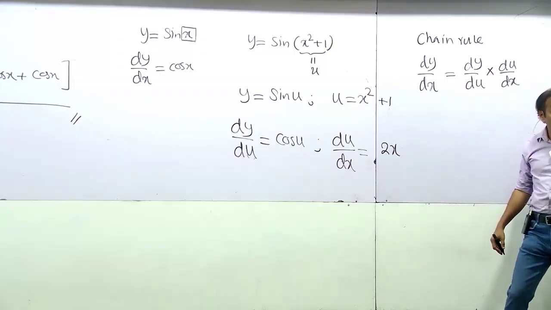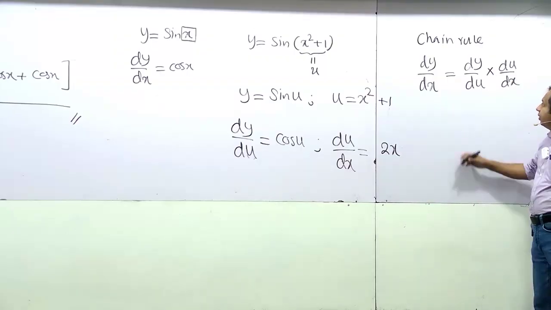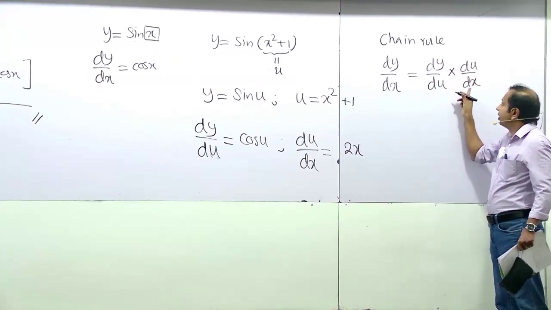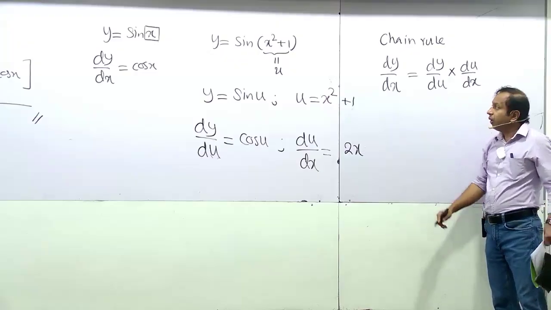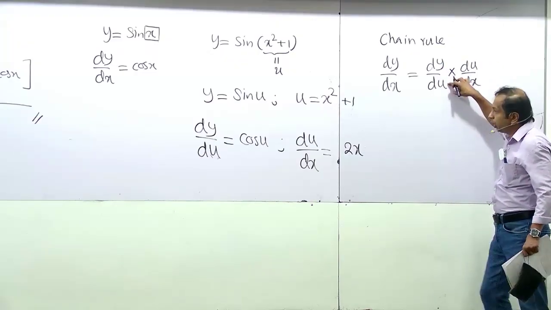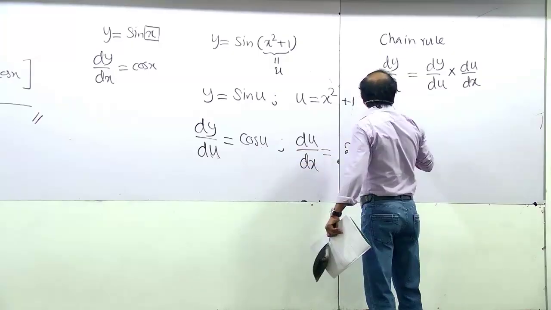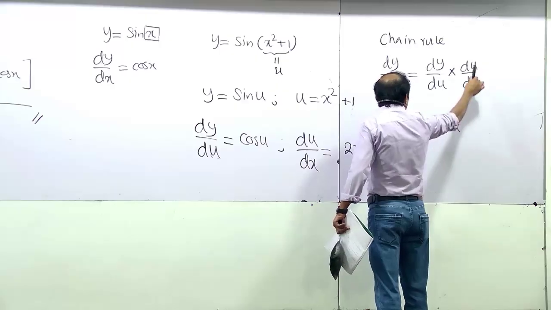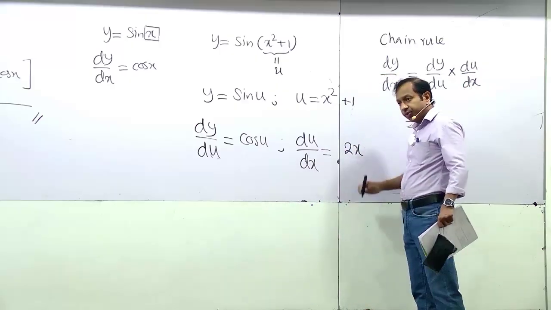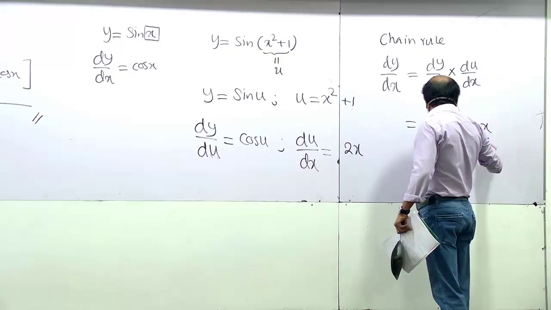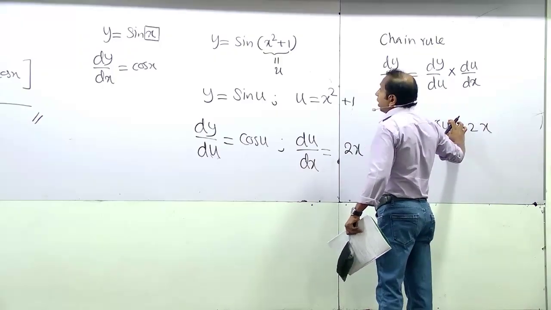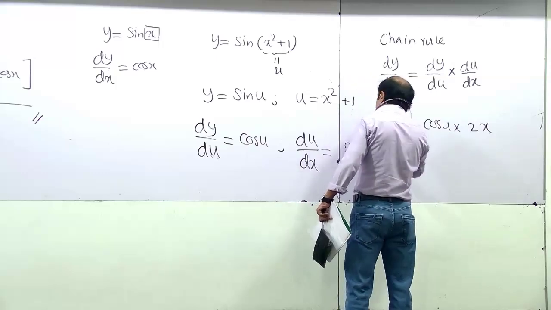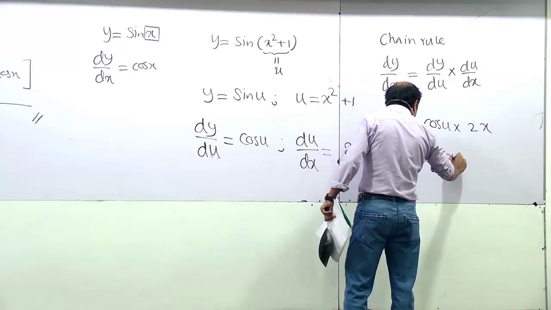This is called the chain rule. You can very easily remember it: when we cancel this du and this du, we get dy over dx, the same thing as the left hand side. Now dy over du is cos u, right? For this I can write cos u. Du over dx we have here 2x. But for this u, what is u? x squared plus 1. Then I can replace u by x squared plus 1. Then we get this.